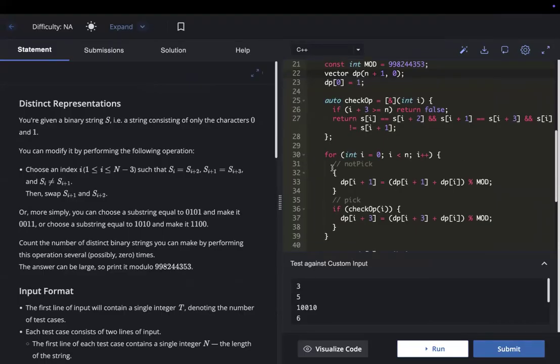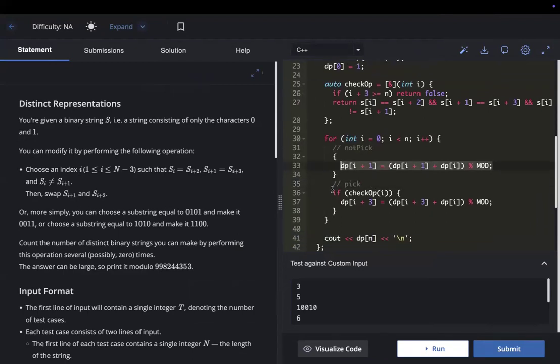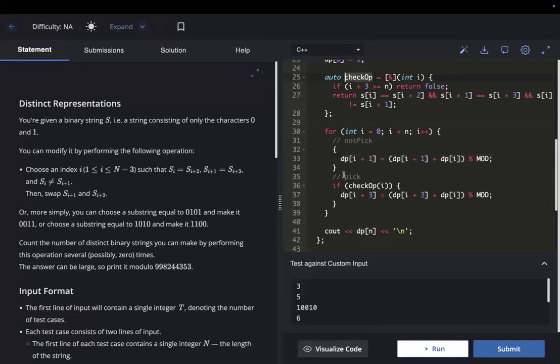So I had two choices, not pick or pick. For the not pick case, the transition will look like this. For the pick case, I could have written the condition here, all this condition at this point also, but I just thought of creating another lambda function here, and then use it to check if I can apply an operation here or not, and if I can apply the operation, write the condition here, and at the end, this is my answer.